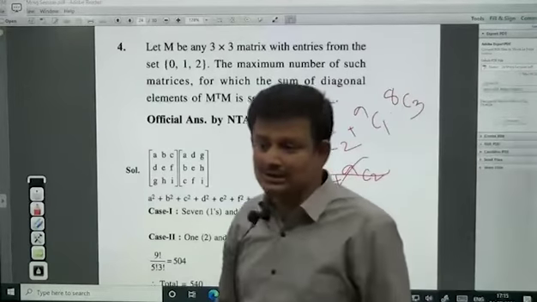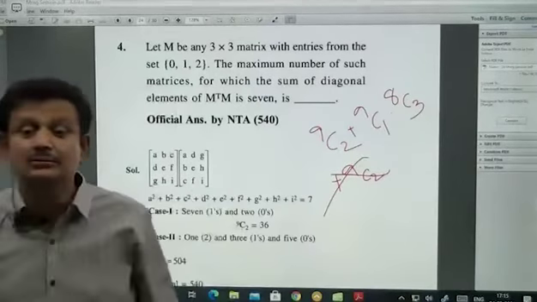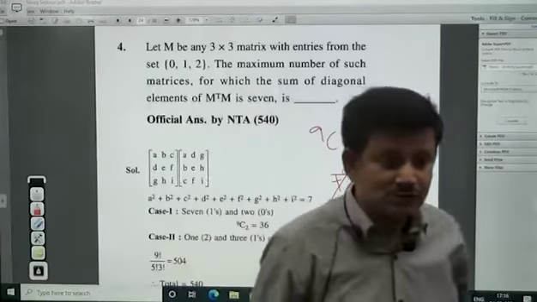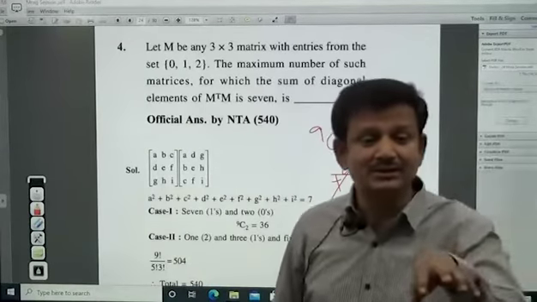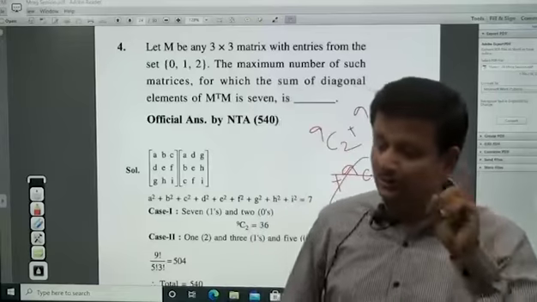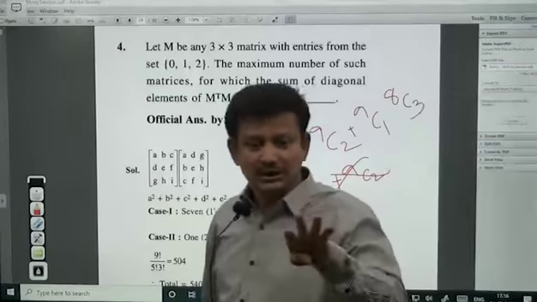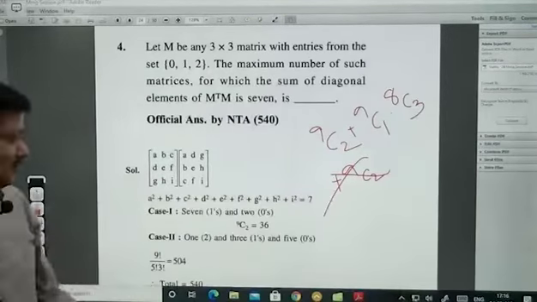There are only 2 cases. Either 7 of them are ones and remaining zeros, or one 2, three ones and remaining zeros. You just have to select and write it. So not a very difficult question.